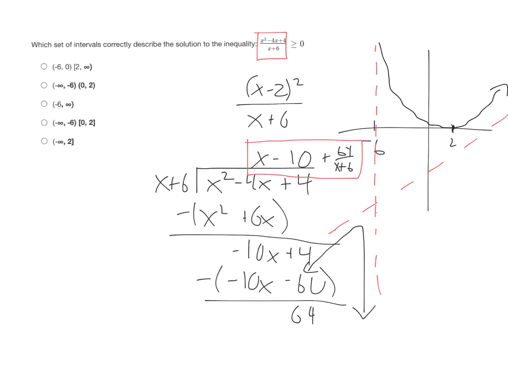And so now I just look at the graph and I say, okay, my question is, where are the outputs of this rational expression more than or equal to 0? Well, everywhere over here. So anywhere that x is greater than -6, which is this one. All right, that's number 1.